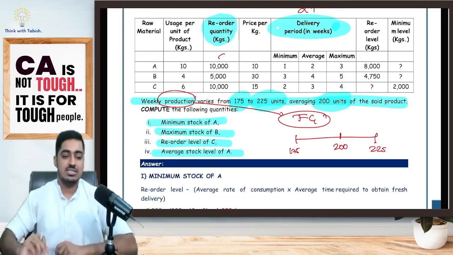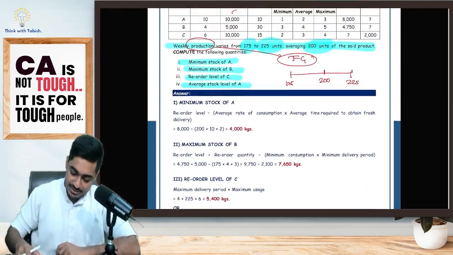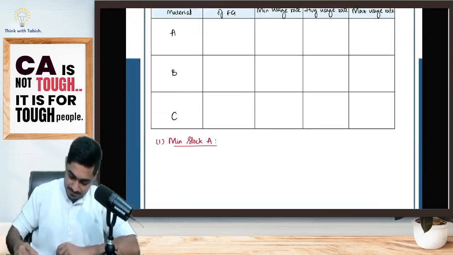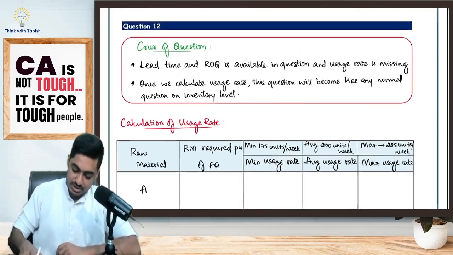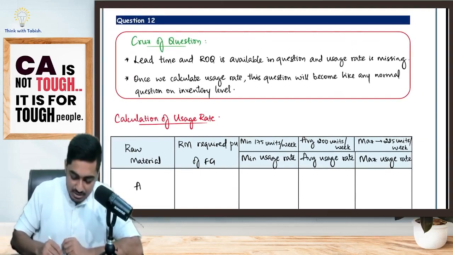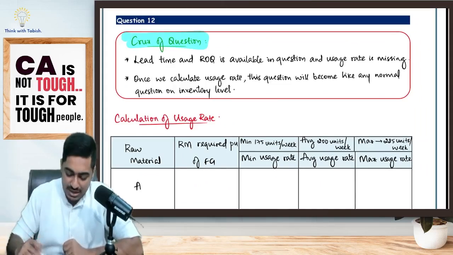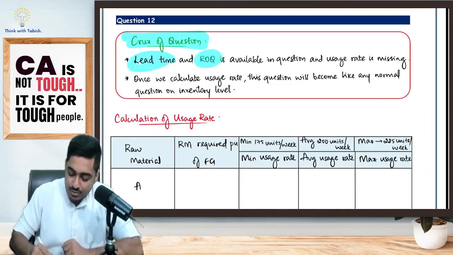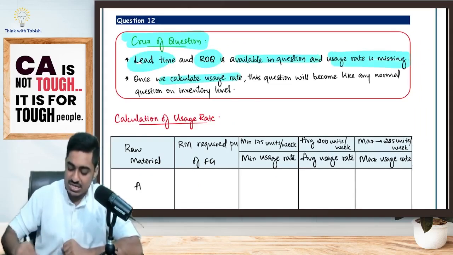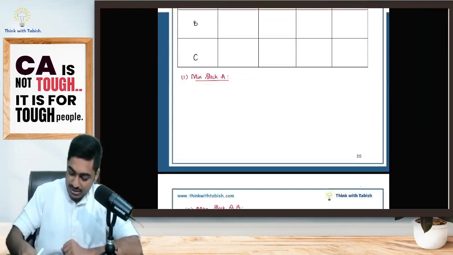Let me just increase the AC speed. Now, pay attention. How am I going to calculate? I'll come to the workbook. This is the crux of the question. In the workbook, wherever some tricky adjustments are there, I would have given highlights, so that while you're revising you will have that. Lead time and reorder quantity are available in the question. Usage rate is missing. Once we calculate the usage rate, this question will become like any other normal question on inventory level.